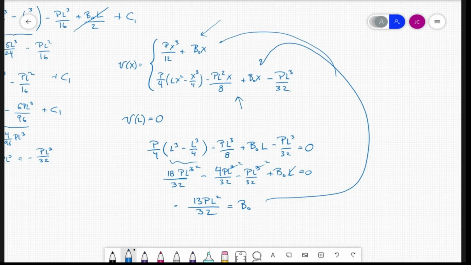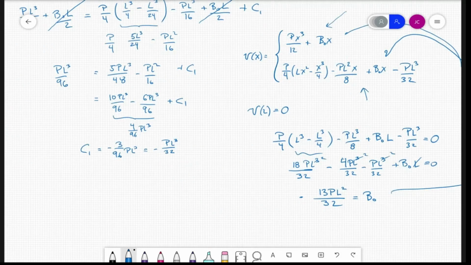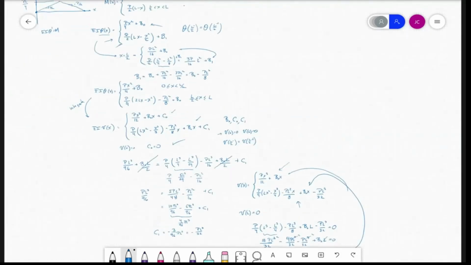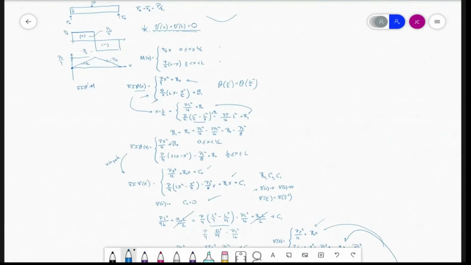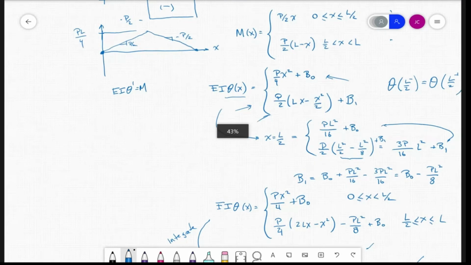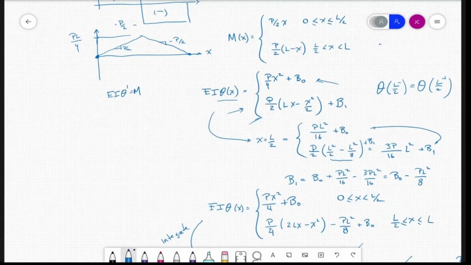So you're always going to have two integrations. And like I said, if you have a moment diagram, like in this particular case, where there's a slope discontinuity, you're going to have a piecewise linear moment curve. Every time you have a piecewise continuous curve, you're going to get additional constants of integration, but those can be solved from the fact that the slope and the deflection need to be continuous, okay? They need to be continuous. All right, so that would be one way to do it.